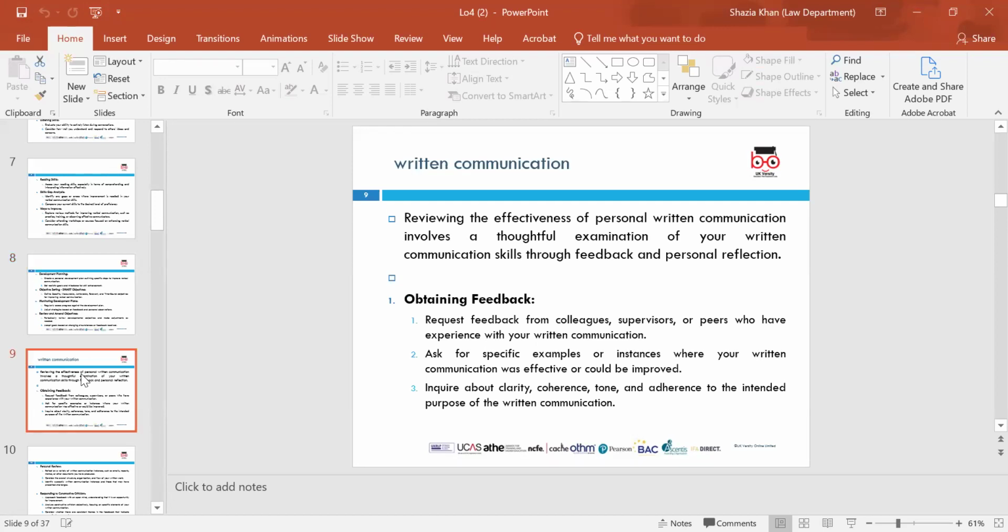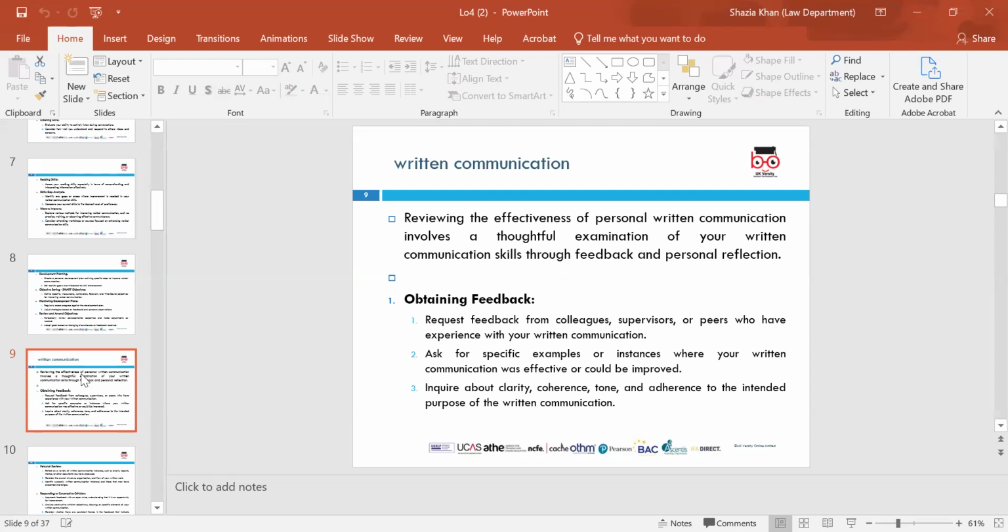Written communication, and this is really important in any organization or in any scenario, because you need to make sure that what you are writing is understandable. Reviewing the effectiveness of personal written communication involves a thoughtful examination of your written communication skills through feedback and personal reflection. Written communication is the exchange of information, ideas, or messages through written language in the form of letters, emails, notes, and more. Our ability to write is transformed over time.